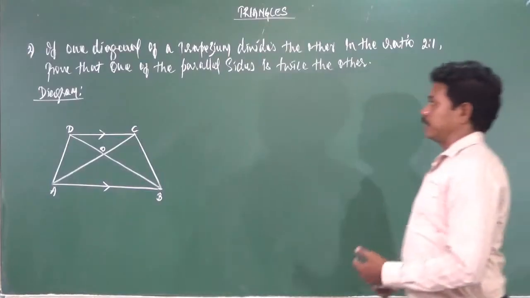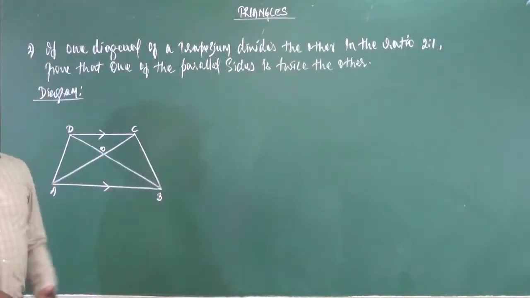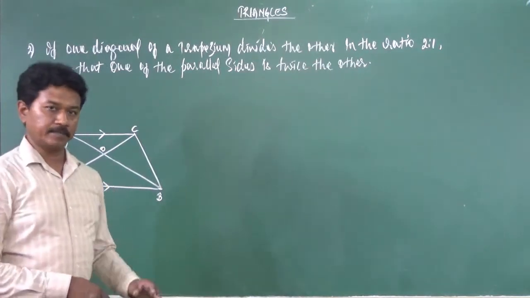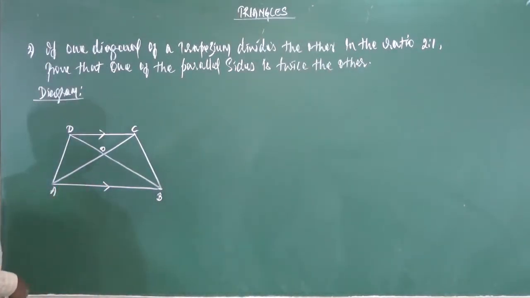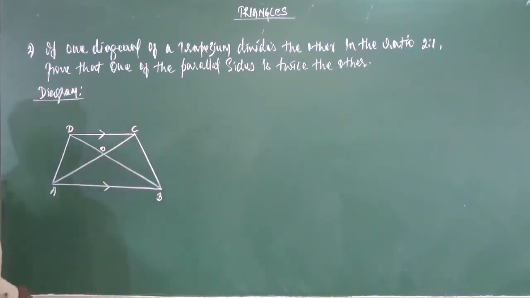Okay, let us get into the second rider. Very important. It was asked in most of the exams in CBSE and state syllabus in the previous exams. So it is a very important problem. So if one diagonal of a trapezium divides the other in the ratio 2:1.